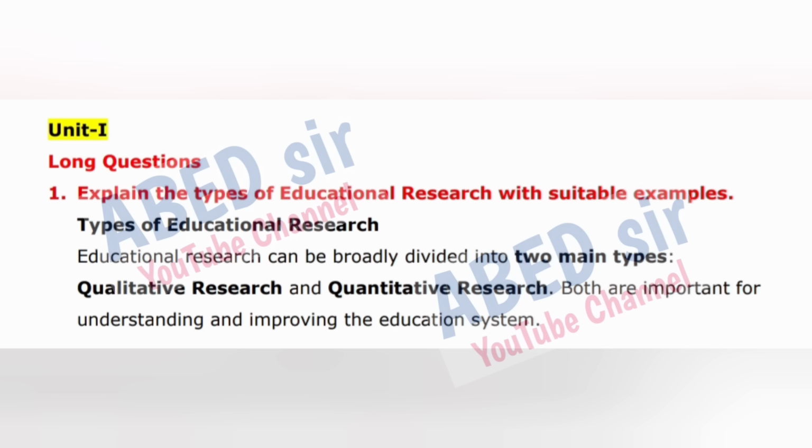First important long question is: explain the types of educational research with suitable examples. Types of educational research: educational research can be broadly divided into 2 main types: qualitative research and quantitative research. Both are important for understanding and improving the education system.